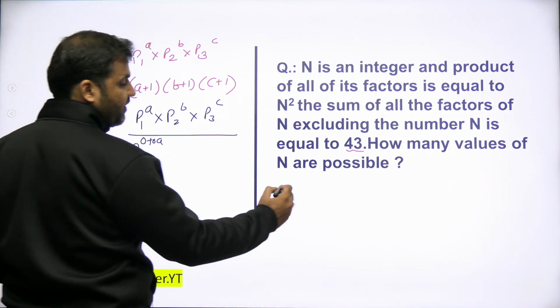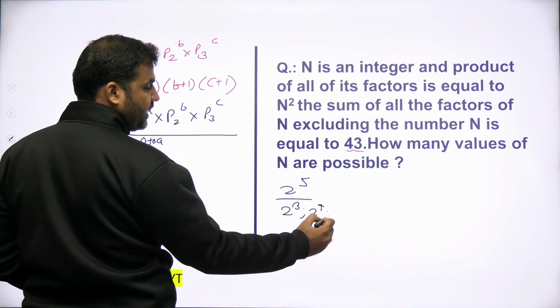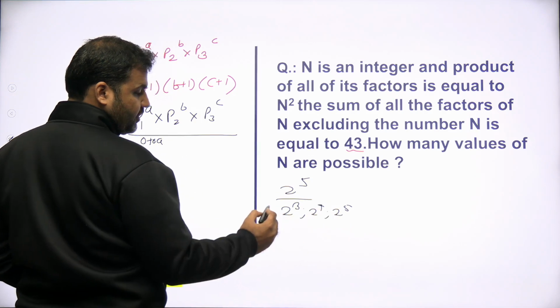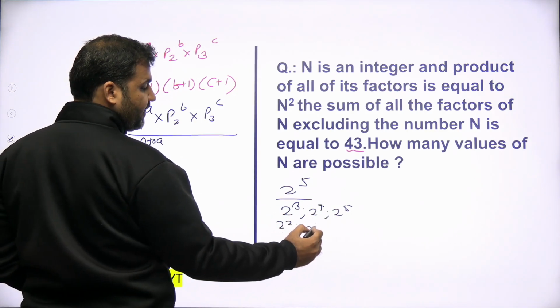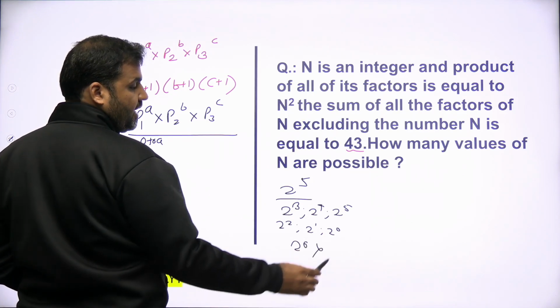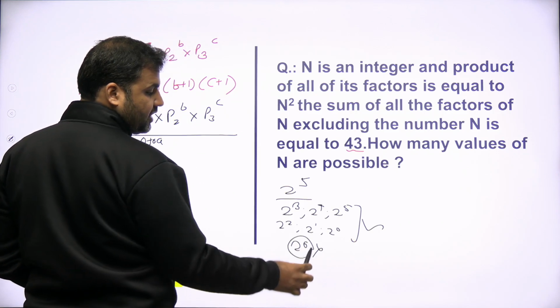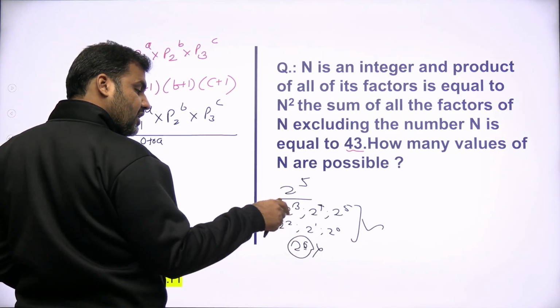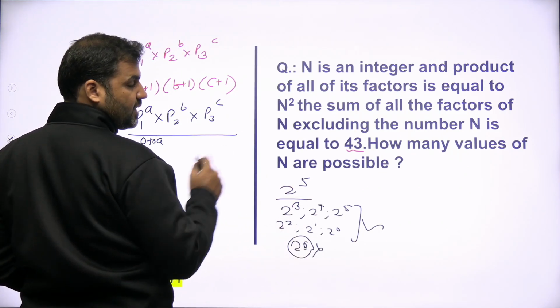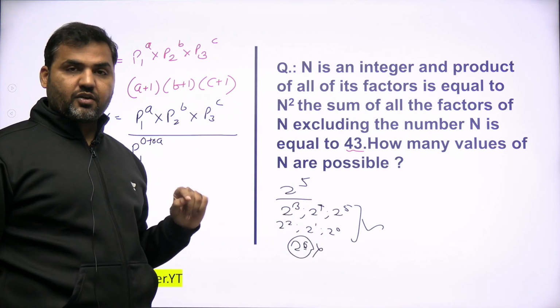Why? Because 2 power 5 is divisible by 2 power 3. It is also divisible by 2 power 4. It is also divisible by 2 power 5. It is also divisible by 2 power 2, 2 power 1, 2 power 0. But is it divisible by 2 power 6? No. It is divisible by all of these numbers, but not by this number. Why? Because the power of 2 in the denominator is more than the power of 2 in the numerator. So any power of 2 from 0 to 5 will be a factor of this number.